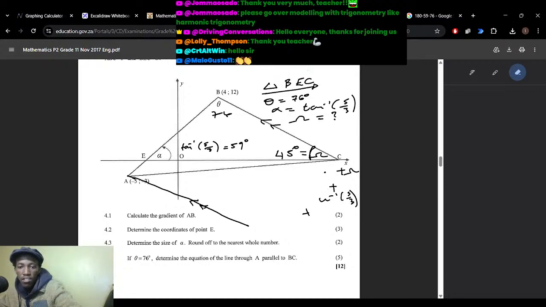So we have calculated the angle omega, and we have found that it is equal to 45 degrees. So now we have enough information to calculate the gradient of BC. The gradient of BC is equal to the gradient of a line parallel to BC that passes through A, meaning this line here. So the gradients of these two lines are equal, right? Let's proceed and calculate the gradient of BC.